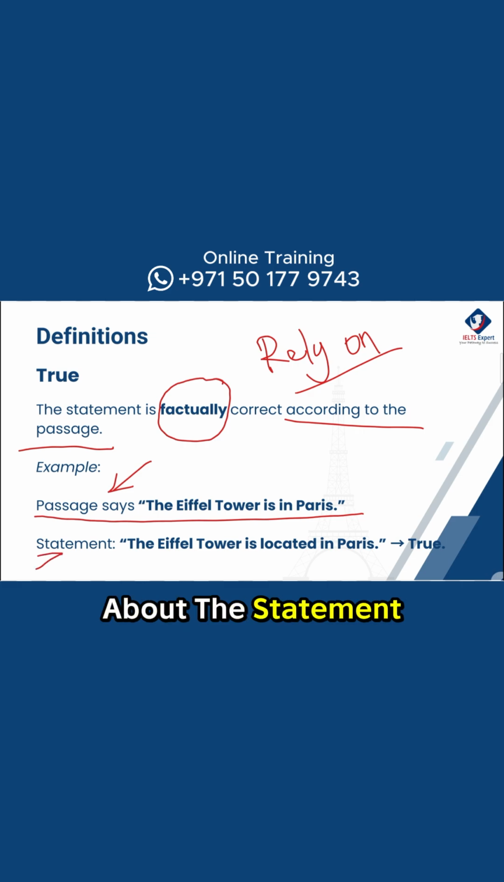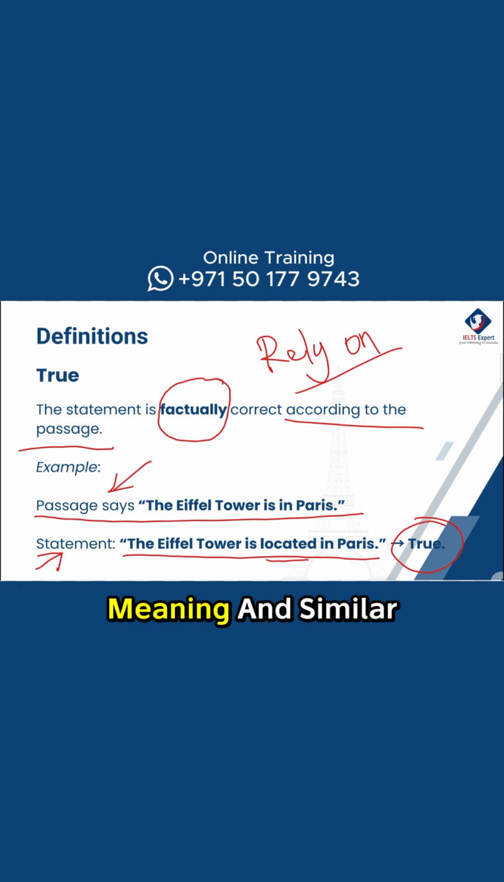So what about the statement? The statement mentions the Eiffel Tower is located in Paris, right? So there is a new word, located. You can see the Eiffel Tower is in Paris, and the statement says the Eiffel Tower is located in Paris. So it's true because it's a similar meaning. Located is a different word, but it's similar to the be verb. They have used the be verb to talk about where the Eiffel Tower is. It's in Paris. So the Eiffel Tower is located in Paris.